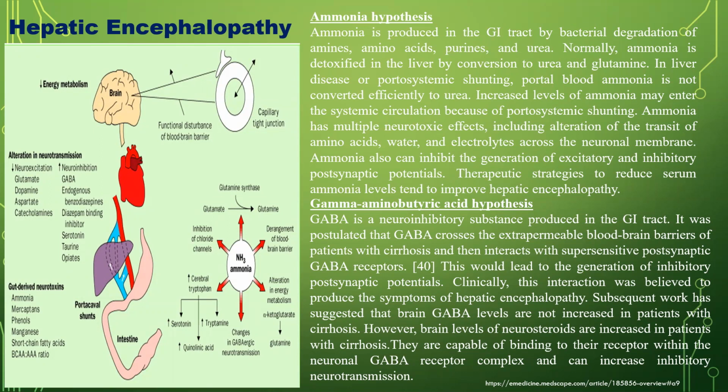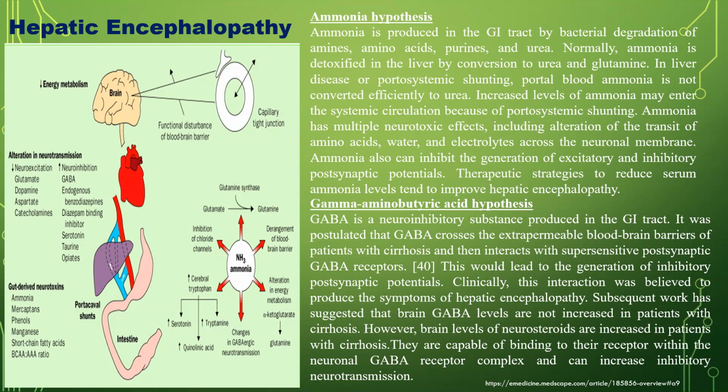Increased levels of ammonia may enter the systemic circulation because of portosystemic shunting. Ammonia has multiple neurotoxic effects, including alteration of the transit of amino acids, water, and electrolytes across the neuronal membrane. Ammonia can also inhibit the generation of excitatory and inhibitory postsynaptic potentials. Therapeutic strategies to reduce serum ammonia levels tend to improve hepatic encephalopathy.